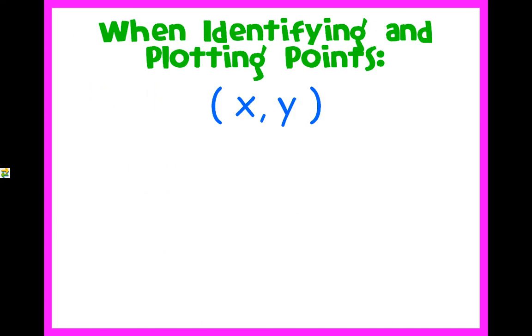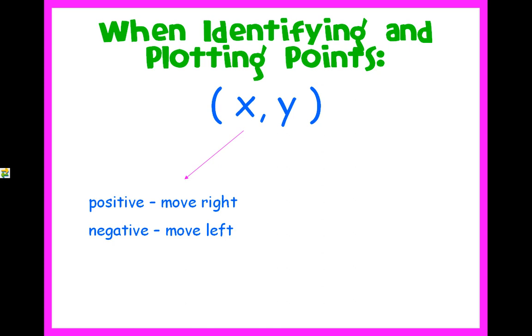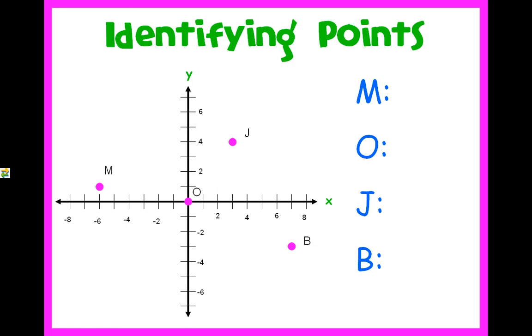Okay, so when identifying and plotting points, remember that the x, if it's positive, we move right, and if it's negative, we move left, because the x-axis is horizontal. The y will be the second number that we are going to move, the second time that we're going to move up the y-axis, and we're going to move up if it's positive, and we're going to move down if it's negative. So, let's identify these points so that we are able to label their coordinates.